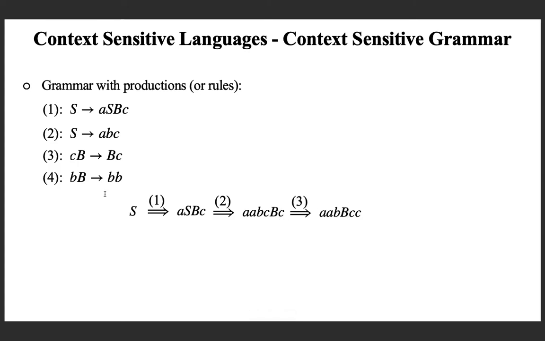Now suppose I apply production number 4. What is it? This small b, capital B can be replaced by small bb. So what do I get? I am getting a square, b square, c square. And later when we discuss context sensitive grammar, you can see that this grammar will produce this language. And we will see that context sensitive grammars and linear bounded automata are equivalent in power.